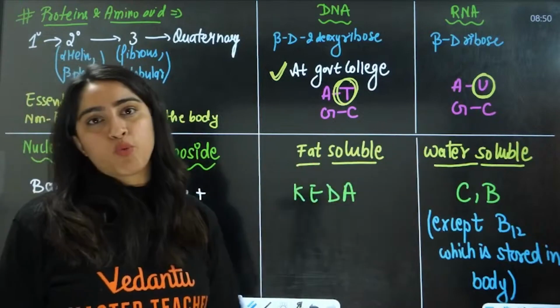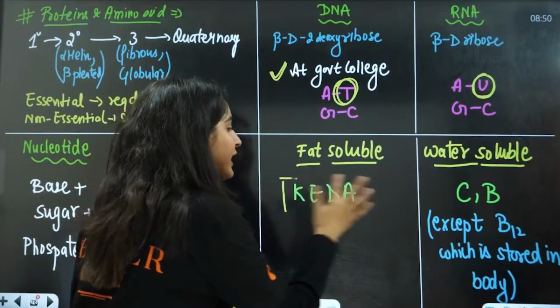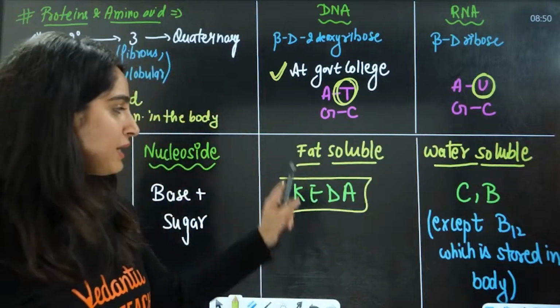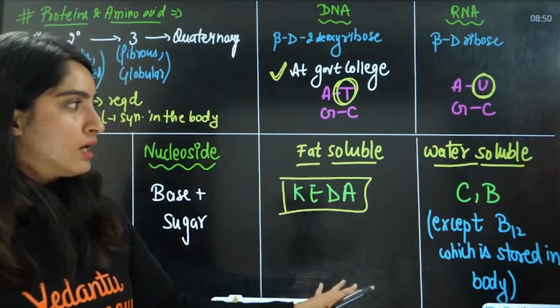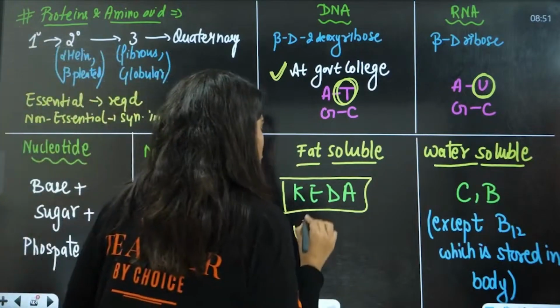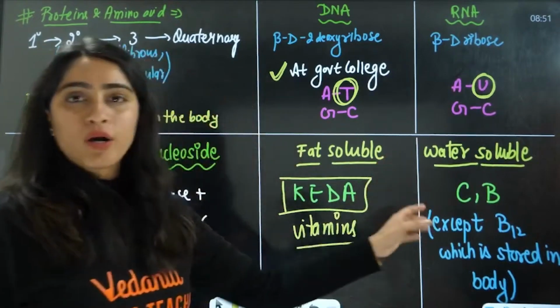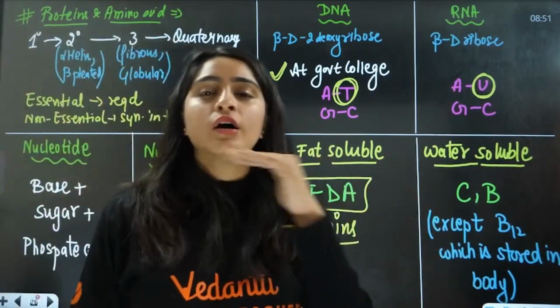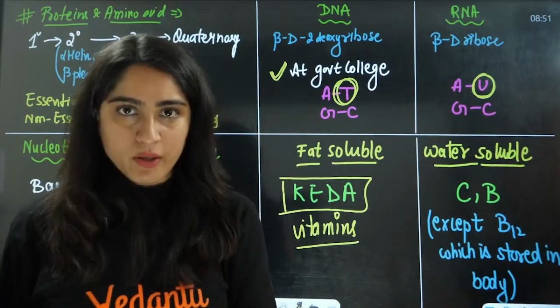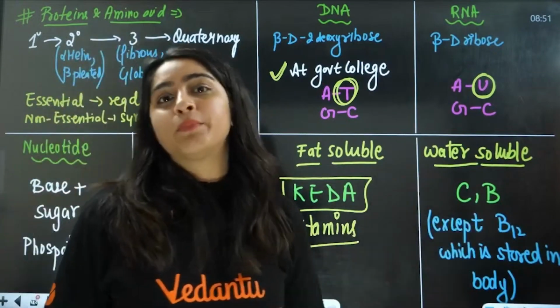Next is fat soluble and water soluble vitamins. Fat soluble are K, vitamin E, vitamin D, vitamin A. These are fat soluble vitamins. Now, what about water soluble vitamins? All the other vitamins are water soluble vitamins, like vitamin C and vitamin B.